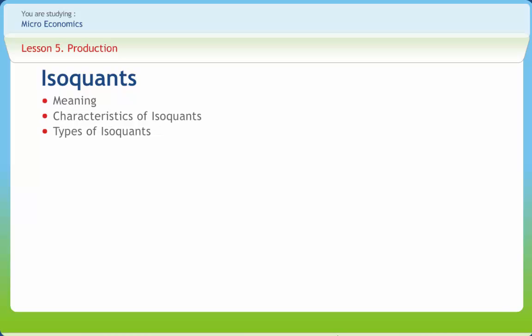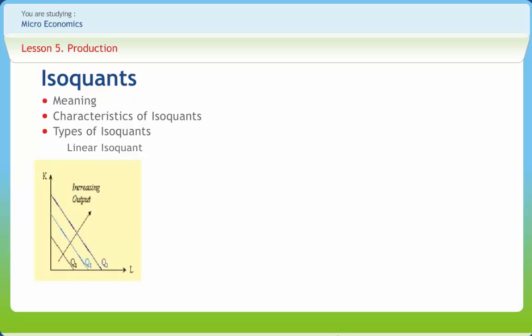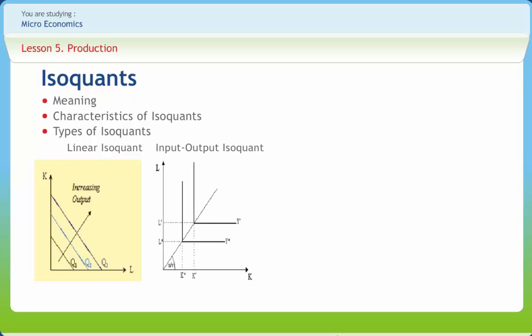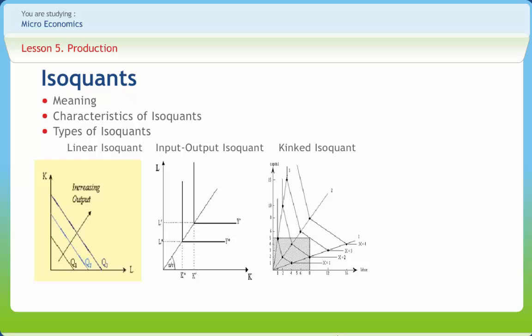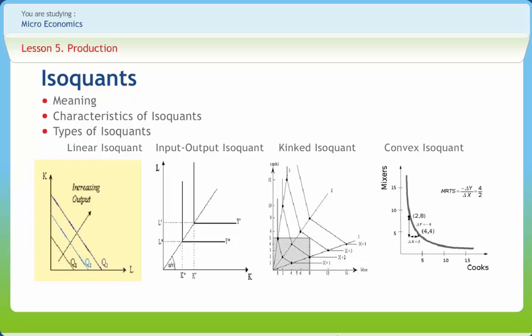There are four types of isoquant curves. Linear isoquant: this type assumes perfect substitutability of factors of production. Input-output isoquant: this assumes strict complementarity, that is, zero substitutability of the factors of production. Kinked isoquant: this assumes limited substitutability. Smooth convex isoquant: this form assumes continuous substitutability over a certain range.